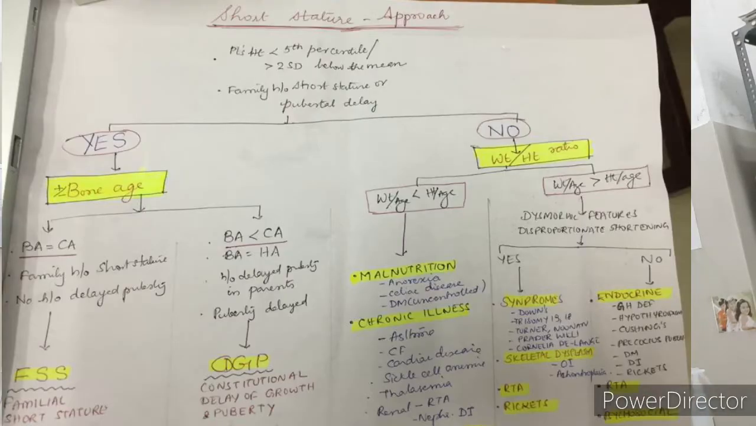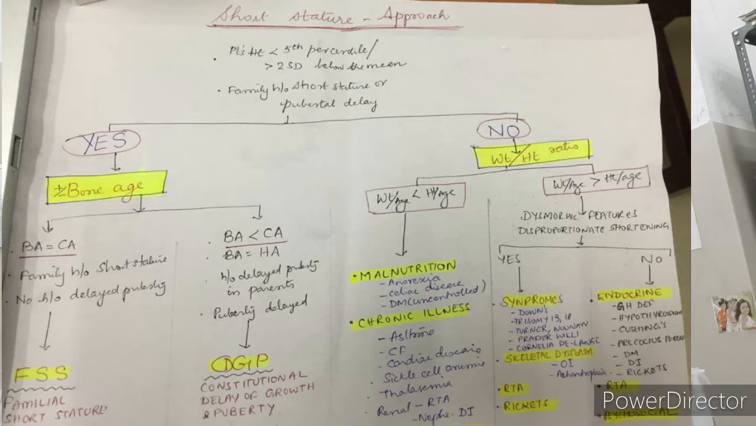First, when the patient comes, plot everything and find out any history of short stature or delayed puberty. If anything is there, you do a bone age and you find out whether it is a familial short stature or a constitutional growth delay. To the other limb, what is more important is a weight for height ratio, or the weight for age is more than the height for age.